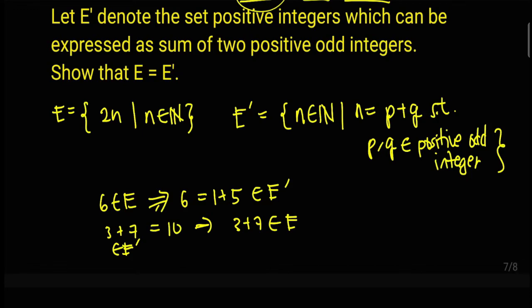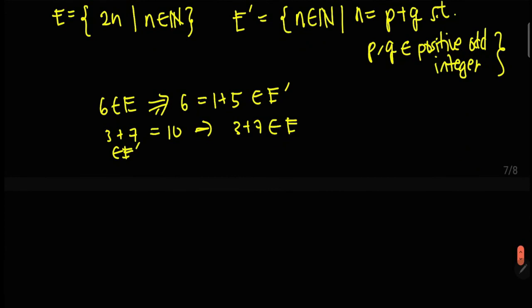So, how do we do that? Again, we will make use of the two-way inclusion. First, we will show that the first set is a subset of the second set. So, we want to show that E is a subset of E prime.